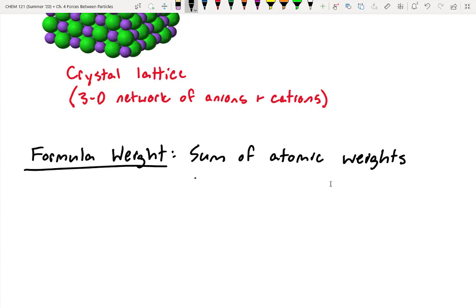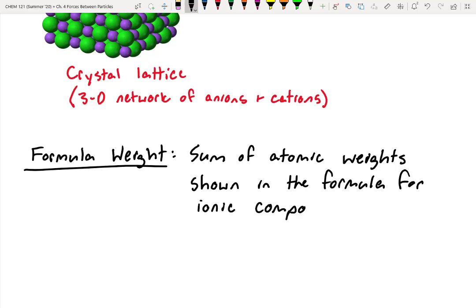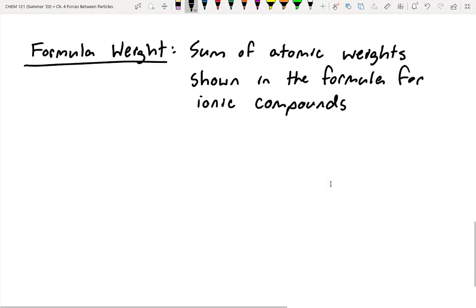Shown in the formula for ionic compounds. So let's take a look at an example here, and we'll do sodium chloride.